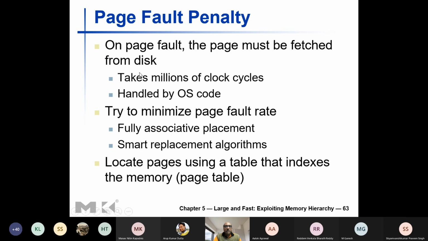So that way it takes a huge amount of time, so the penalty will be larger. Therefore, as far as possible, try to minimize this page fault, because the penalty is very high here.